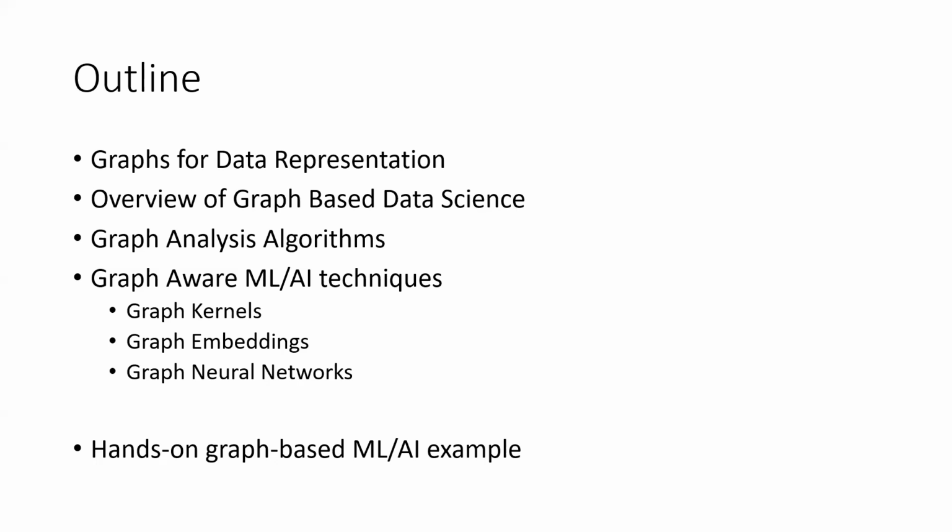For example, like what is the maximum degree of a node? And the other thing is what I call graph-aware ML techniques, where the first thing we do is identify what latent information is not already observable in this data. And then we use this latent information to do the other things. Once we finish, I'll finish with a hands-on graph-based ML AI example where I'm going to do some examples of analysis and then an AI problem like link prediction, a prediction problem over graph data.